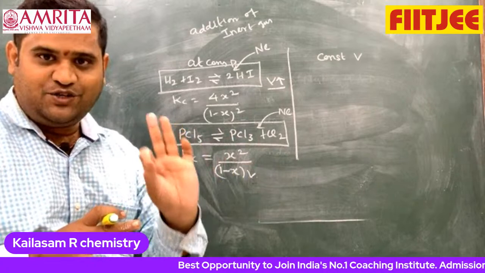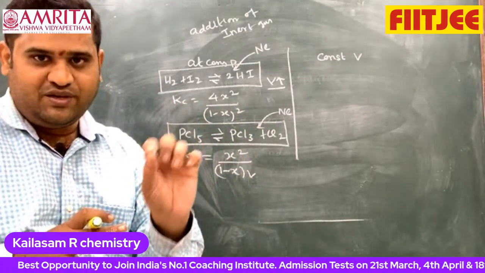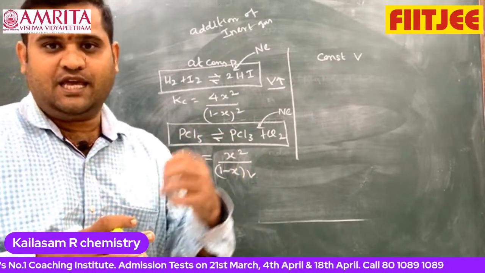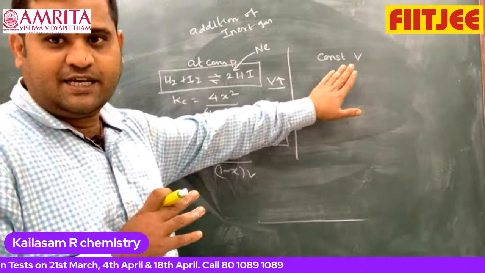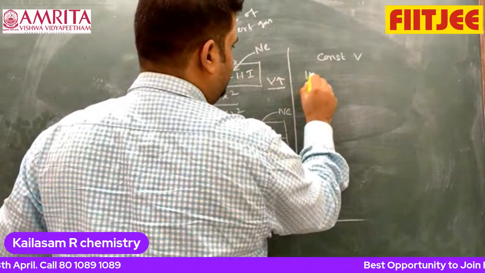That means, addition of inert gas at constant pressure and constant temperature, if delta N is not equal to 0, the equilibrium will shift toward where the number of moles is more. Now come to the point of addition of inert gas at constant volume. Same case I am taking, look at that.